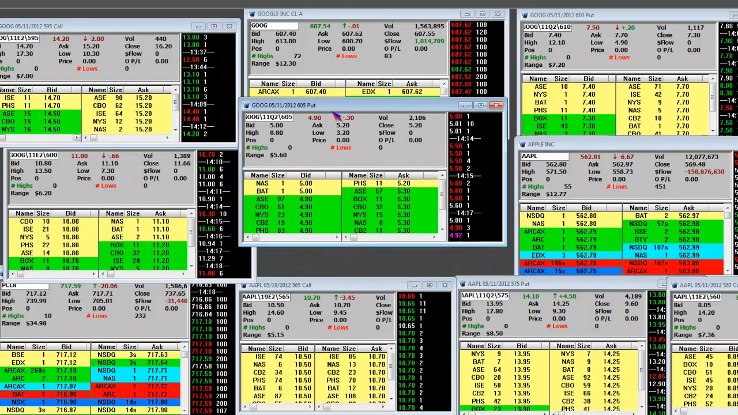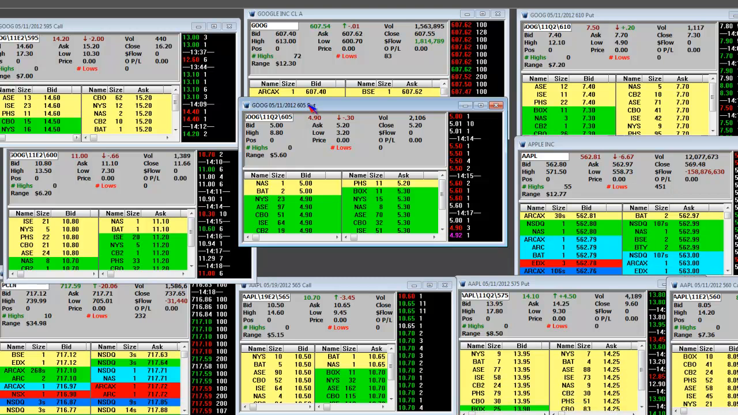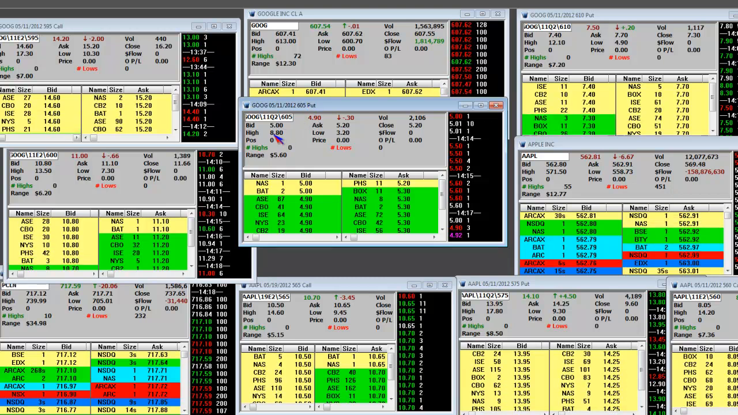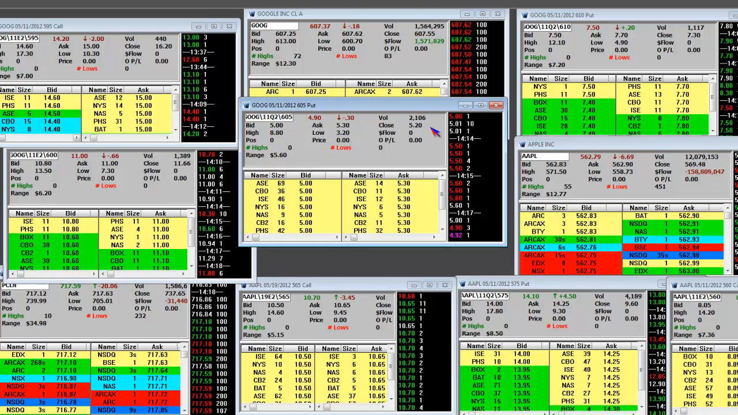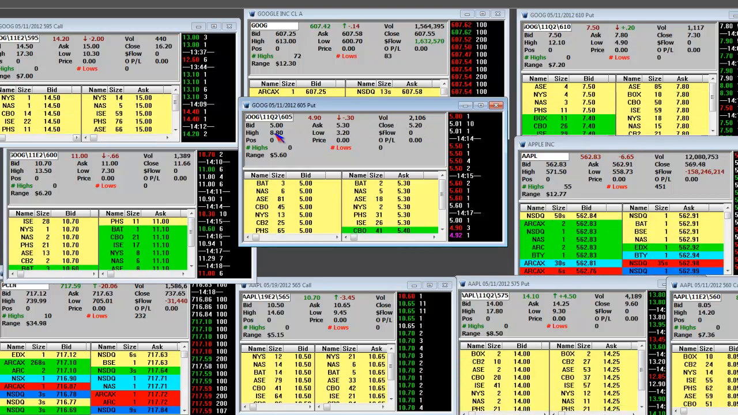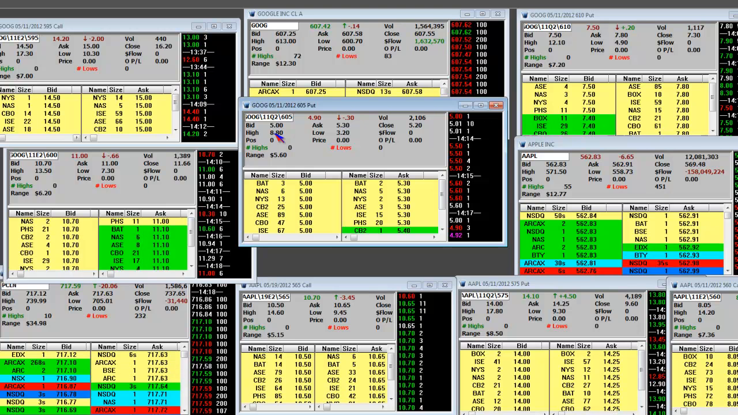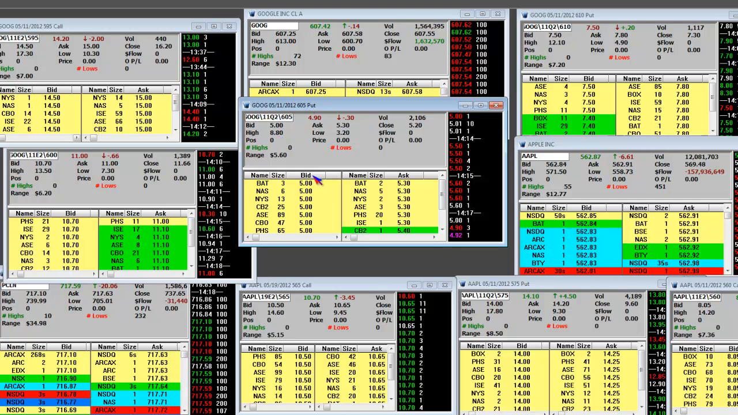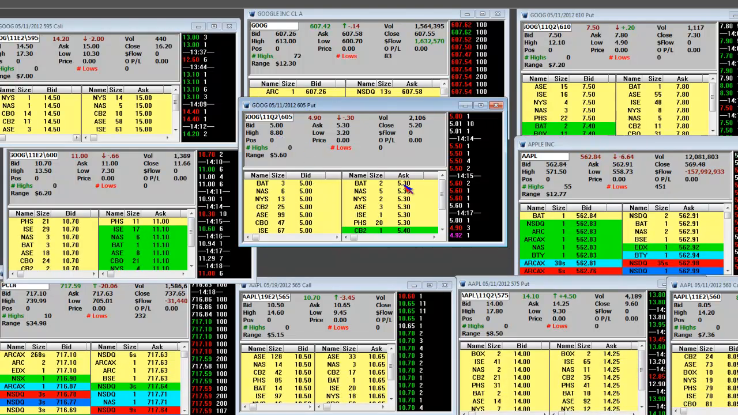Most importantly, let's update it. That 605 put, yes, it got to 880. Yes, the low was 320. The close was 520. They marked it down to 320 and then marked it up to 820. Now they've marked that 605 put right back to $5 by 530.